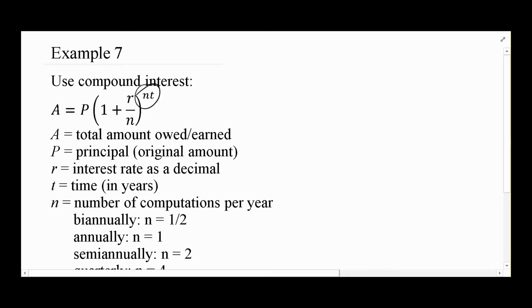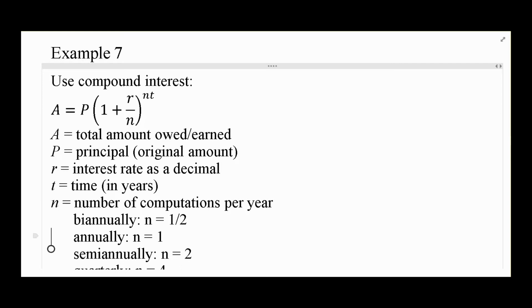Now in the exponent nt, n is the number of computations per year, t is the number of years. If I multiply those two things together, that's the number of computations I have. So if I take the number of years that my money sits there collecting interest times the number of computations per year, that exponent is the total number of computations. So this is a formula you should be familiar with, and you should probably memorize it. That A equals P times parentheses 1 plus r over n to the nt.